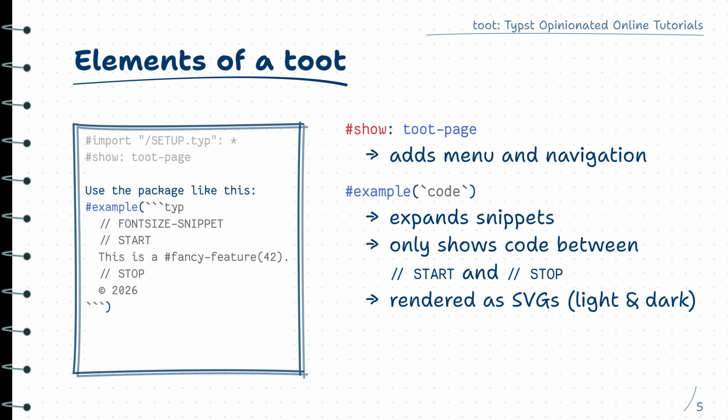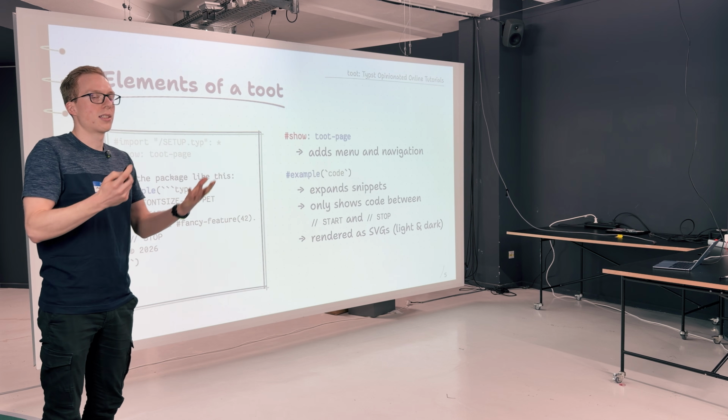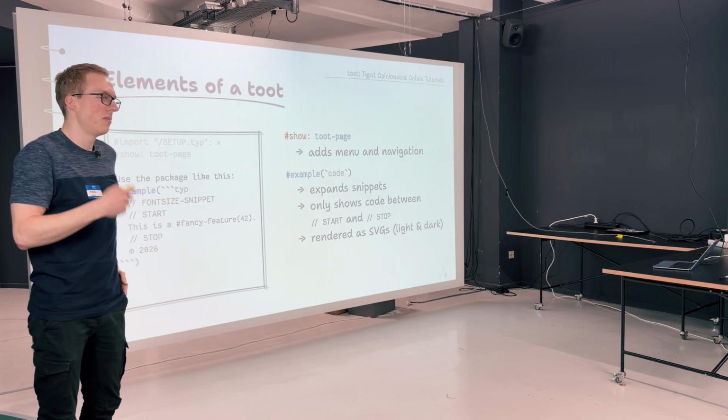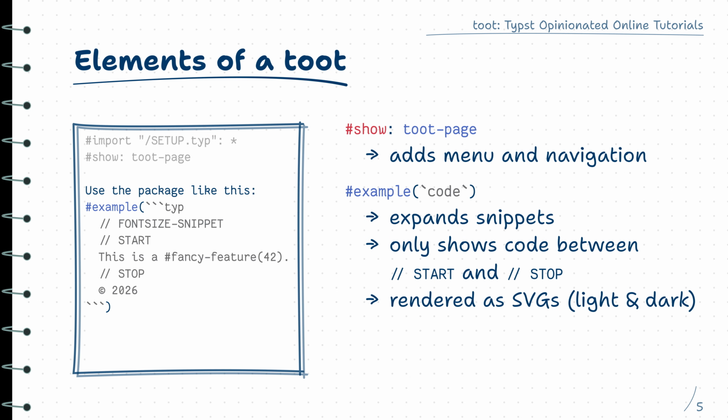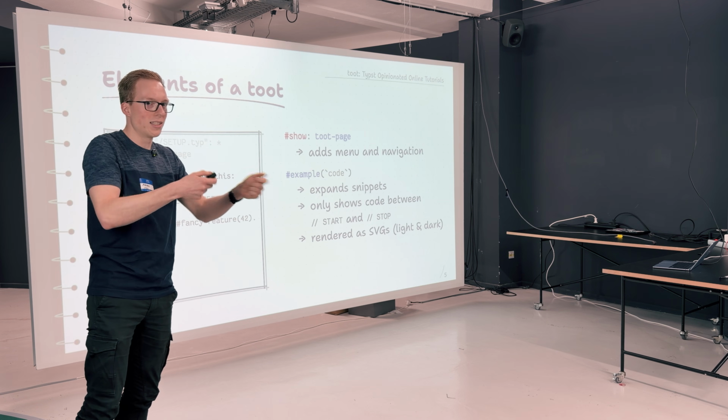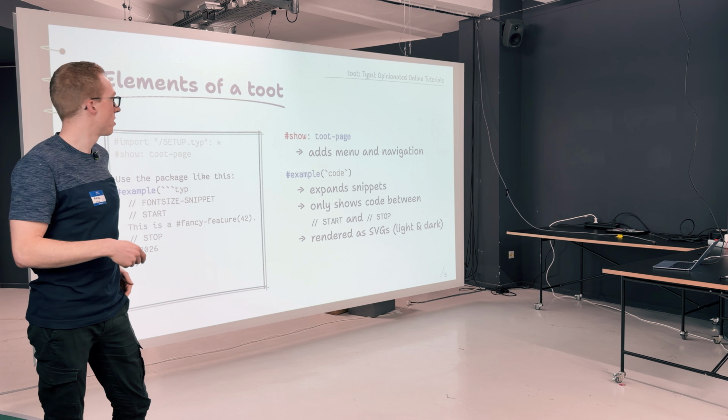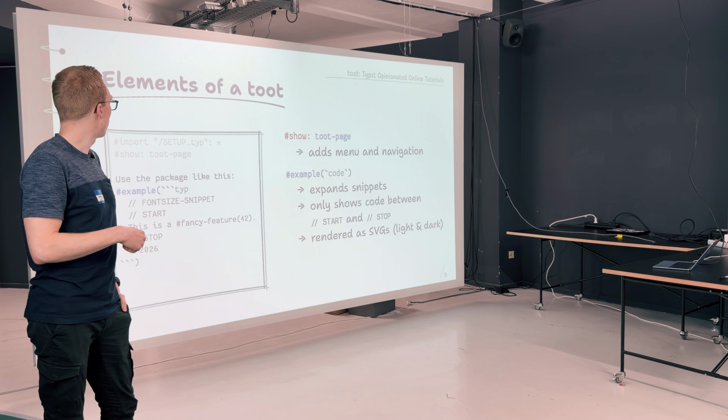And how do you use examples? Well, you just have this example function, and it expects some Typst code. And this has some nice features. For example, you can use snippets. For example, you have this font size snippet, so that you don't always have to write, I want this font size or so in all your examples, and then have to change it at all places if you want to change this. Just use the snippet that you can define yourself.